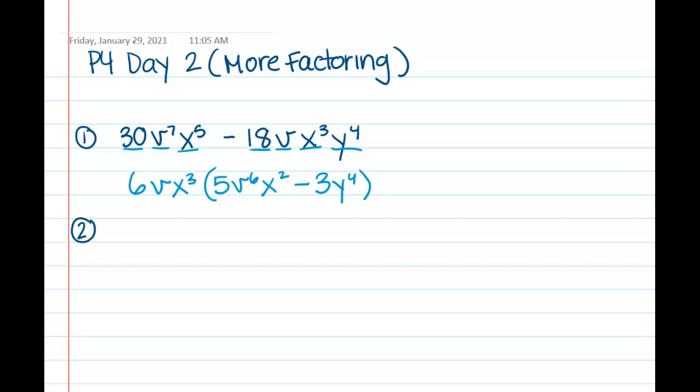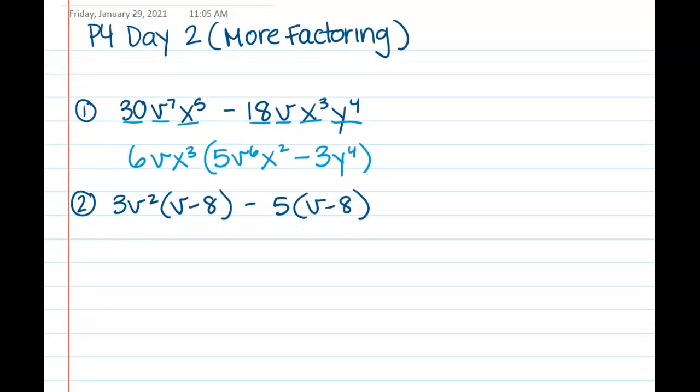For our second example, let's look at 3v squared times v minus 8 minus 5 times v minus 8. For this example, it's already partially done for you. It's sort of a halfway completed factoring by grouping. The idea is, since 3v squared and negative 5 are both being multiplied by v minus 8, we can rewrite this as 3v squared minus 5 times v minus 8. And again, the reason this works is because technically 3v squared is multiplied by this whole thing, and so is negative 5.